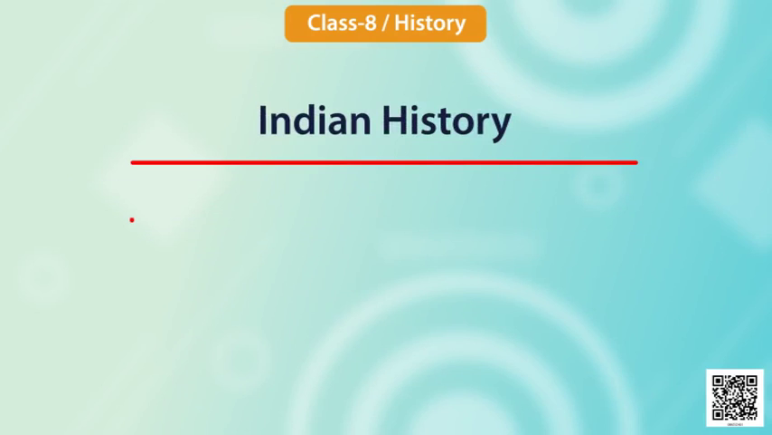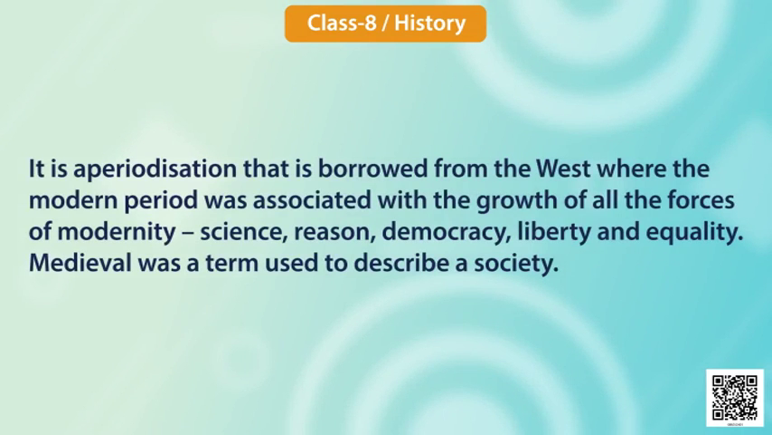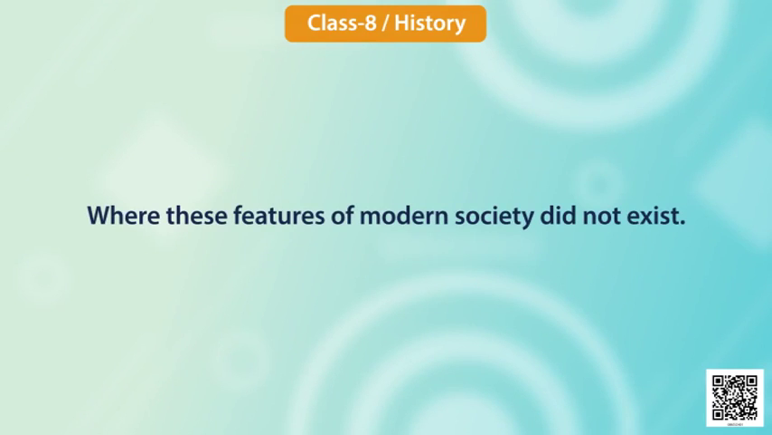Moving away from British classification, historians have usually divided Indian history into ancient, medieval, and modern. This division too has its problems. It is a periodization that is borrowed from the West, where the modern period was associated with the growth of all the forces of modernity, like science, reason, democracy, liberty, and equality. Medieval was a term used to describe a society where these features of modern society did not exist.